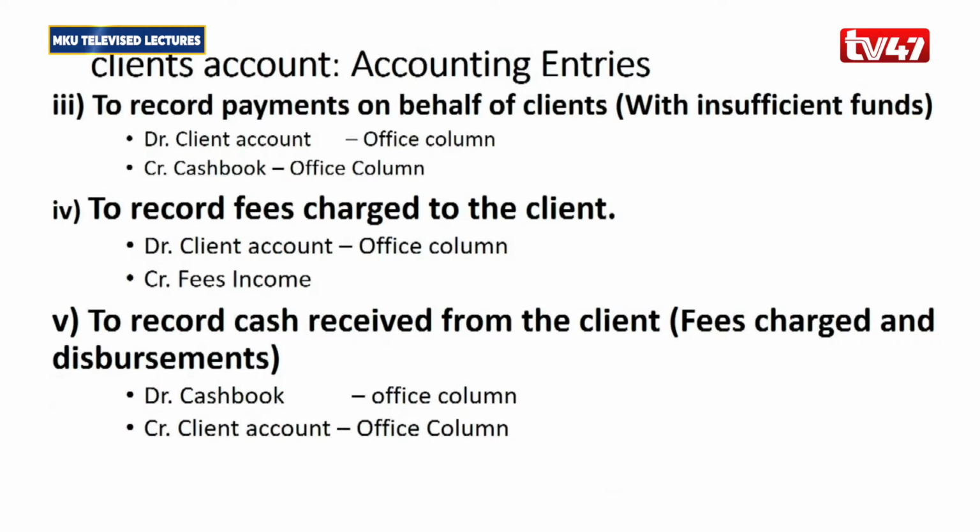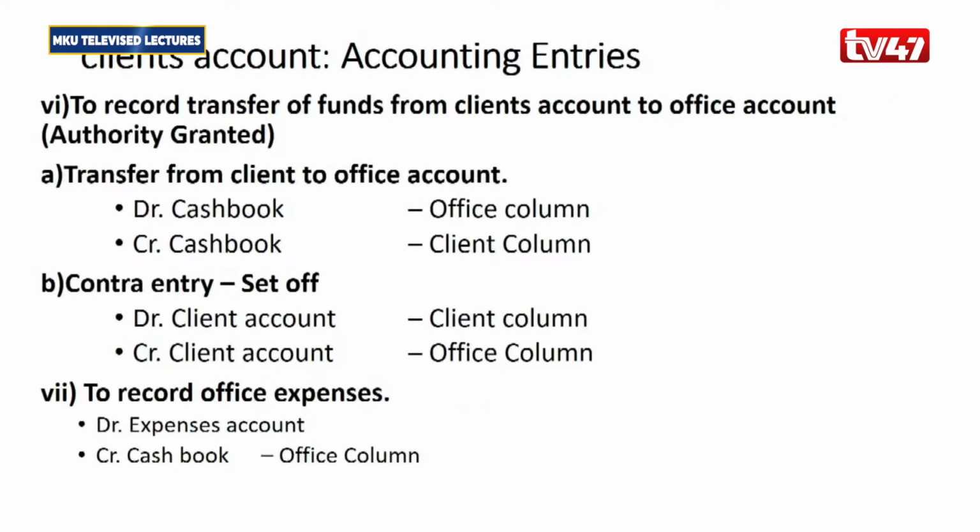Now, the other transaction is to record cash received from the client. These are monies that you may receive in terms of fees, in terms of disbursements. In this case, you will be debiting the cash book, the office column, because this is money being received by the advocate. And this is money they may have spent, especially for the disbursements. And therefore, you debit the cash book, the office column, and then you credit the client account. You go to the office column and you do the record there.